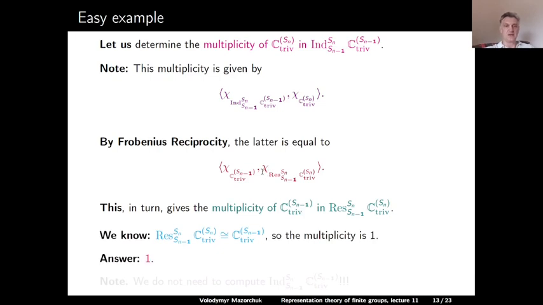So the answer to the original question is that the multiplicity of the trivial Sn module in the induced trivial Sn minus 1 module is 1. And please note, the positive thing is that we did not have to compute explicitly this induced module. So we determined this multiplicity without computing the induced module explicitly.